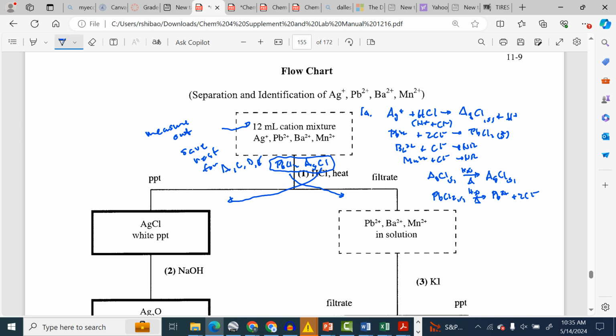So for a gravity filtration setup, we have a funnel here, and we have a clay triangle. We put the funnel in the clay triangle, and then we get an iron ring. We'll put the iron ring like this. So this is our gravity filtration setup, and we'll put it on a ring stand, like this.